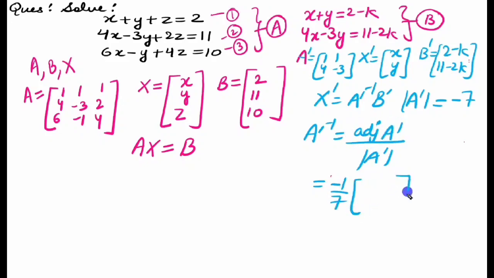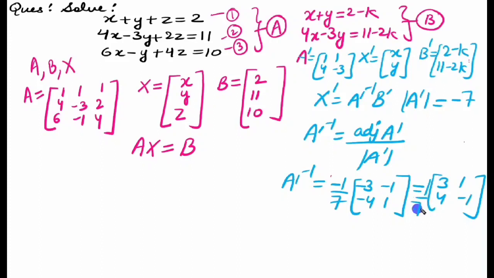2 cross 2 matrix के लिए adjoint of A dash कैसे find out करेंगे. First of all, we will be interchanging the diagonal elements. This will be minus 3 and 1, and changing the signs of off diagonal elements, we will be getting adjoint of A dash. A dash inverse यहाँ पर हमारे पास क्या आ गया, 3, 1, 4, minus 1 and 1 by 7 will be out.